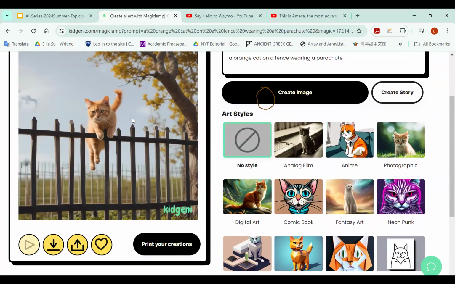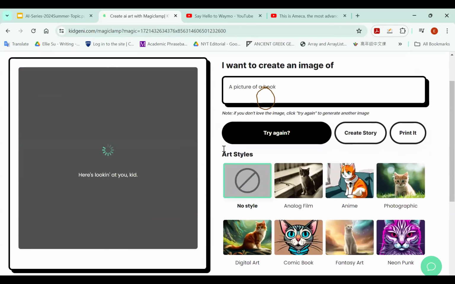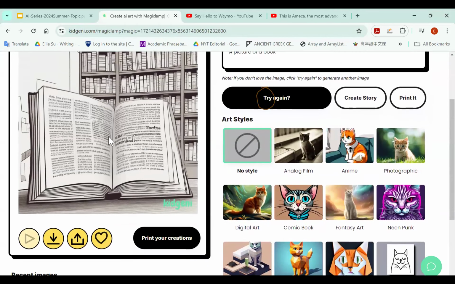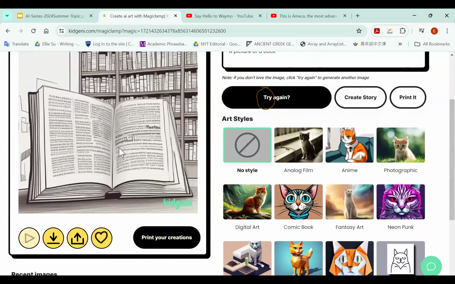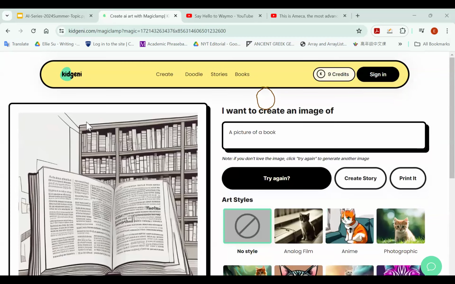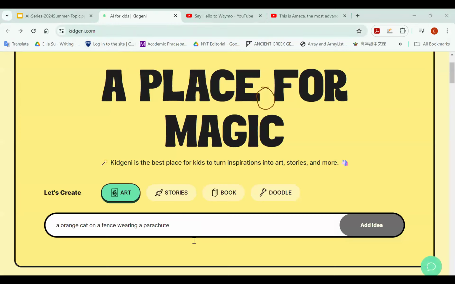But if you use AI generating images a lot, you'll know that it's not that good at it yet. For example, if you ask it for a picture of a book, let's see what it generates. As you can see, it does generate the book, but it doesn't really know what to write in the book. So it just writes some random characters. I'll send this link in the chat, and you can try it and generate your own image and see how good it is.